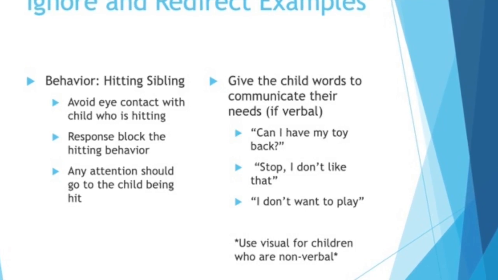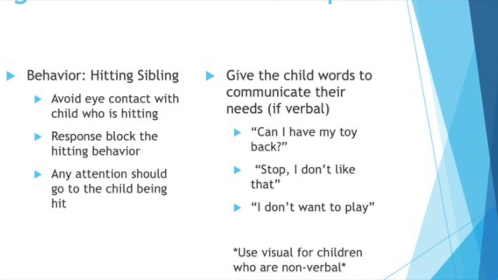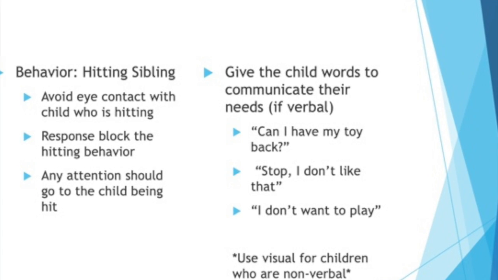So let's discuss another behavior that you can implement ignore and redirection on, and that would be hitting. Hitting is a little bit more difficult to ignore and redirect, especially for parents, but it is possible. So if you have a child who's hitting a peer or a sibling, you're going to go over to them and response block their behavior. You're going to take their hands as nonchalantly and as calmly as possible and redirect them to something positive. So take their hands and put them in their lap, or put them on a toy that they should be playing with, or if it's mealtime, redirect them back to their food. Any attention should be going to the peer that's gotten hit.